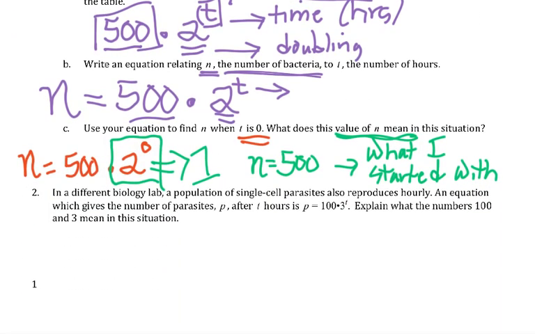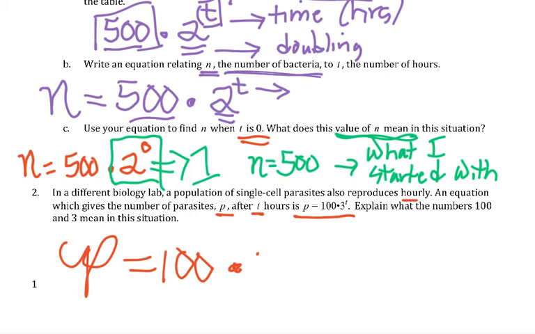All right, so now I've given you another situation. Got a biology lab, a population of parasites this time. Forget about the bacteria. Now we're talking about parasites. It says it reproduces hourly, just like our bacteria, right? An equation gives the number of parasites, P, after T hours. Here's the equation: P is equal to 100 times 3 to the power of T.